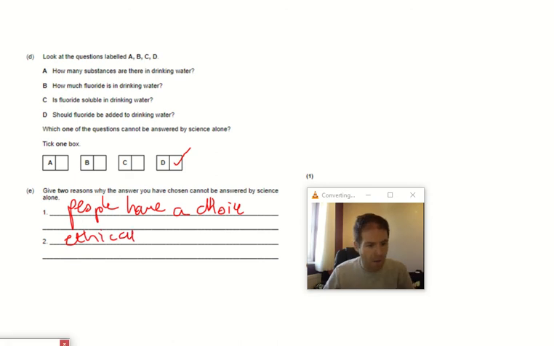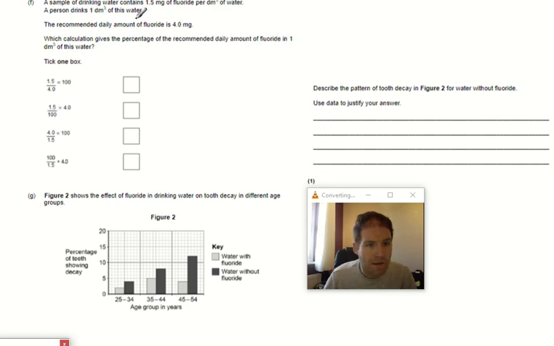Next question. A sample of drinking water contains 1.5 milligrams of fluoride per decimeter cubed of water. The person drinks 1 decimeter cubed of this water. The recommended daily amount is 4.0 milligrams. Which calculation gives the percentage of the recommended daily amount of fluoride? Well, we must do 1.5 divided by 4.0, times that by 100. 1.5 over 4.0 times 100, so it's that first one there.